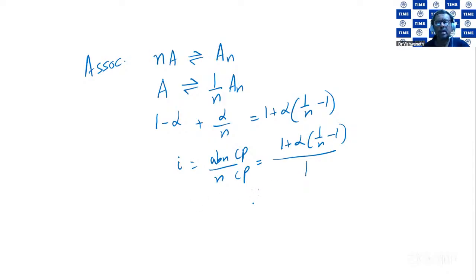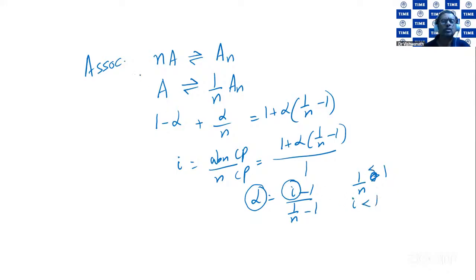And from here you will find that alpha is (i minus 1) by (n minus 1). You know that alpha is always positive, right? And i is greater than 1? Therefore, is 1 by n greater than 1? No, 1 by n is less than 1. So i has to be less than 1. So for association, i is less than 1.